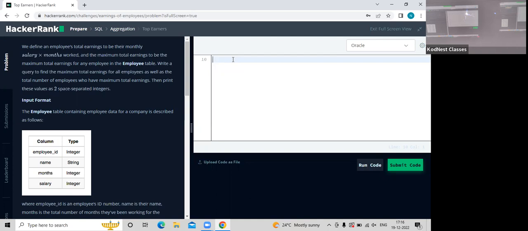Is this clear to everyone? So this is the internal execution of the clauses. Remember this, keep this in mind.